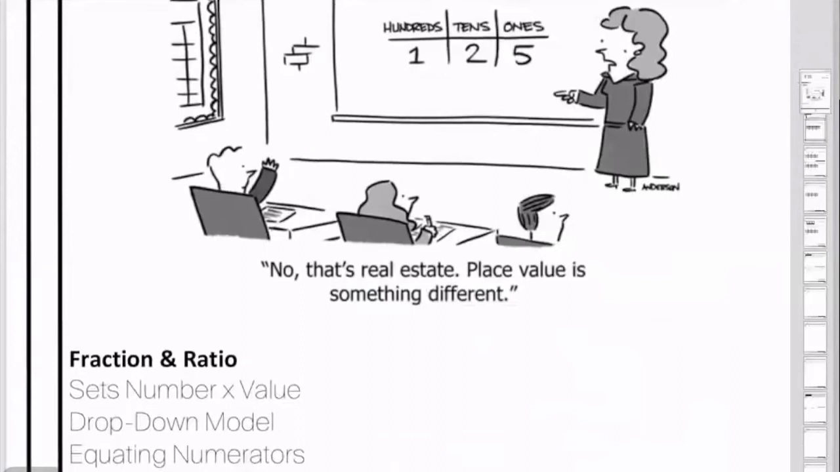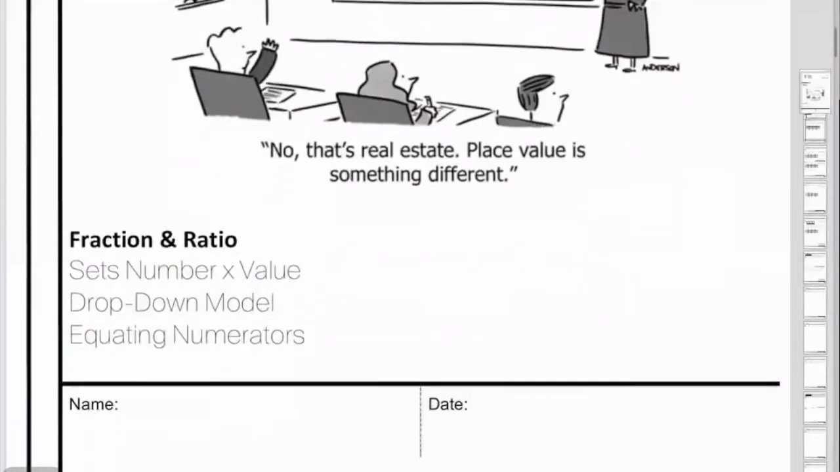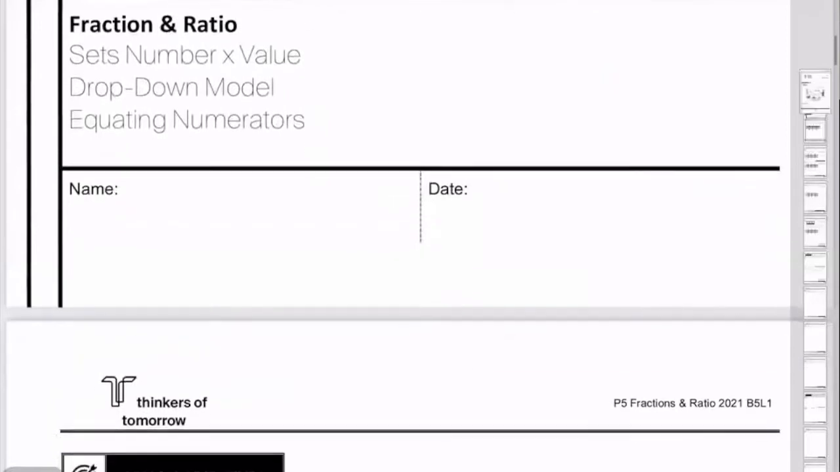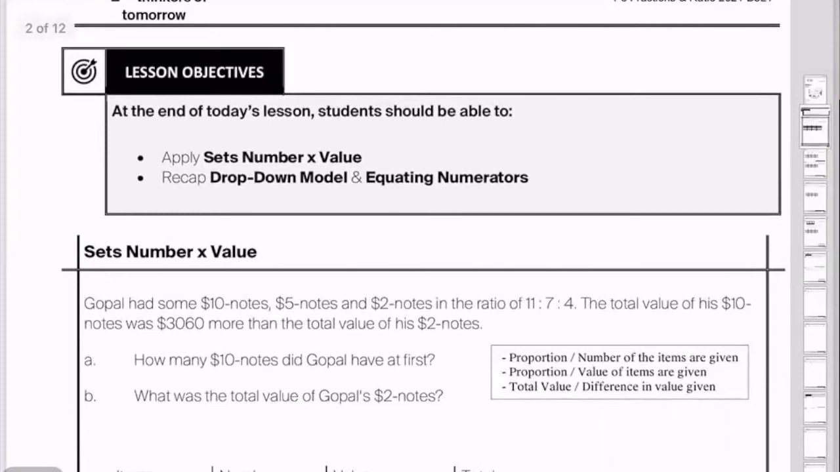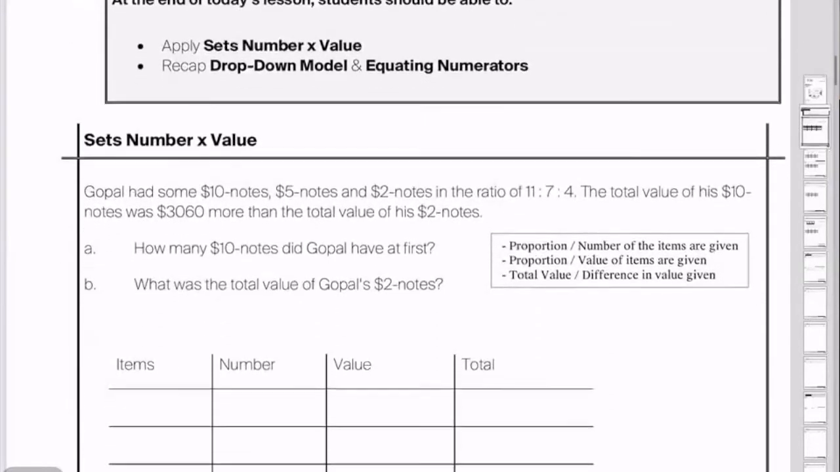Okay, so what we're going to do today, we're actually going to start SA1 revision. So we're going to revise many of the question types to prepare you for the SA1 exam. Of course, for each question type, we'll not be doing as many questions as at the start of the year. So probably 3 or 4 word problems for each question type, and then we'll go down. So for today, we'll be doing sets, number term value, drop-down model, and equating numerators. These are the question types we're covering. These are things you have seen before in our class, and we'll be going on to do them.